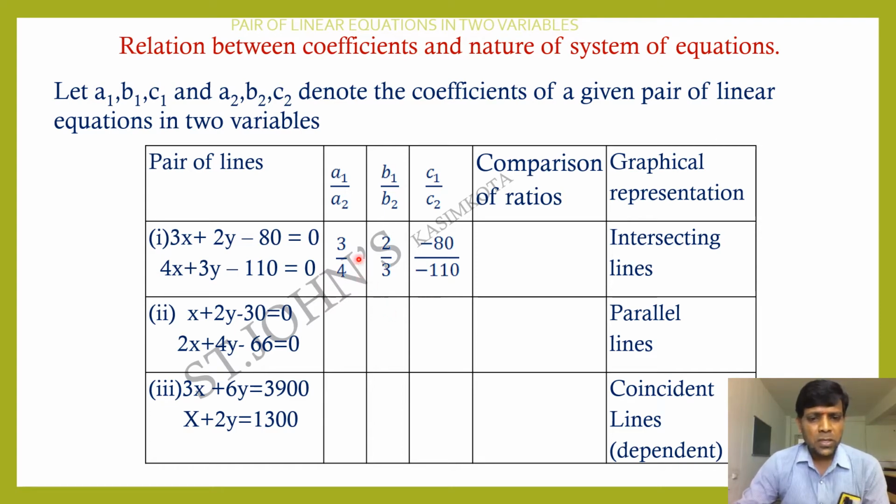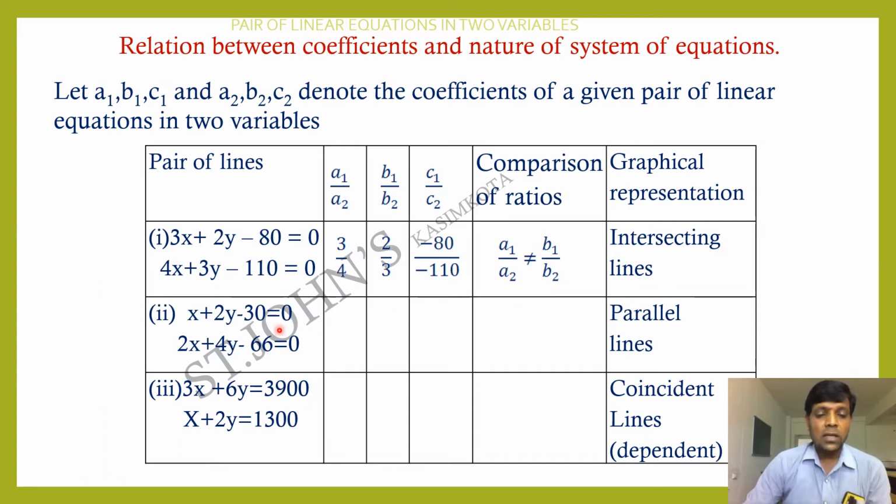Now what do you observe? The value of a1 by a2 is 3 by 4 and b1 by b2 is 2 by 3. Are these two the same or different? These two are different, which means a1 by a2 is not equal to b1 by b2. That is the comparison of ratios. a1 by a2 not equal to b1 by b2 means the given pair of equations represents intersecting lines. So the condition for intersecting lines is a1 by a2 not equal to b1 by b2.